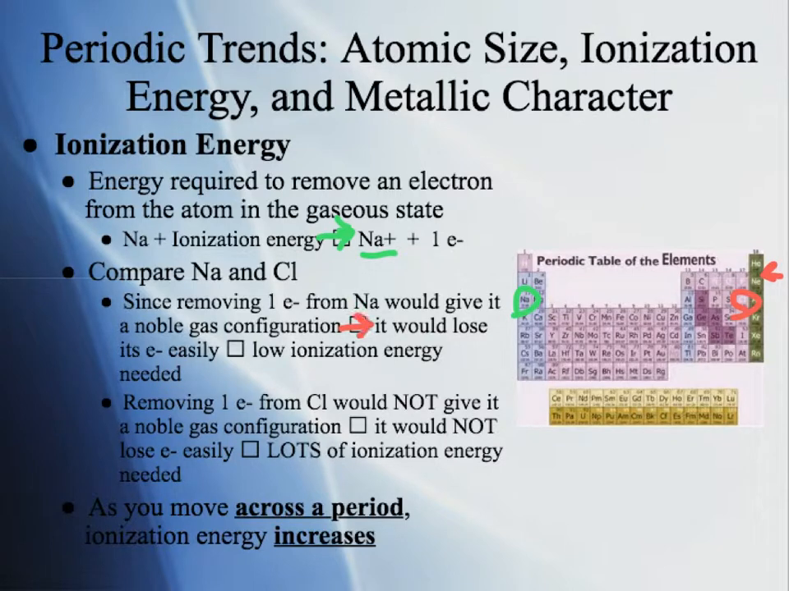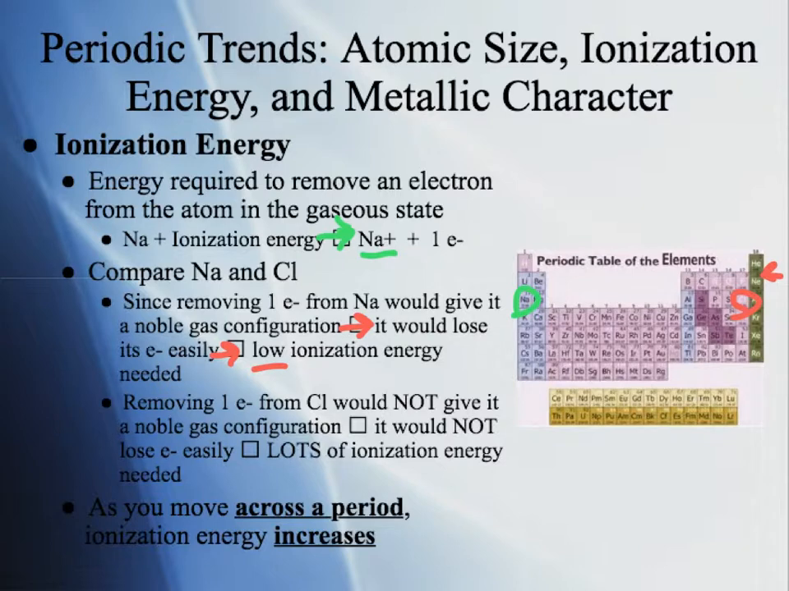So if he loses an electron, it would be super easy for him to do that. So we say that he has low ionization energy. He doesn't need much energy to lose that electron because, hey, he wants to lose that electron so that he can have the same number of valence electrons as neon, right?